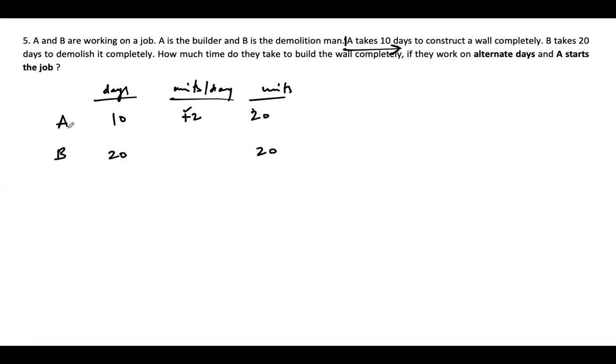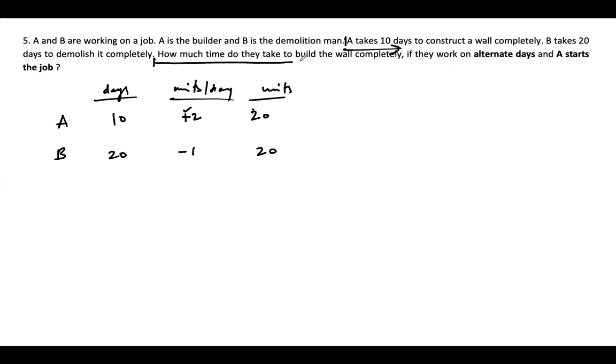A and B are working on a job. A is the builder and B is the demolition man. Okay, all right. A takes 10 days to construct a wall completely, and B takes 20 days to demolish it completely. Assume the work quickly. 20 units. 20. So what should I write here? 2, plus 2 as A is building, and B will be -1. All right. Now what is the question asking?